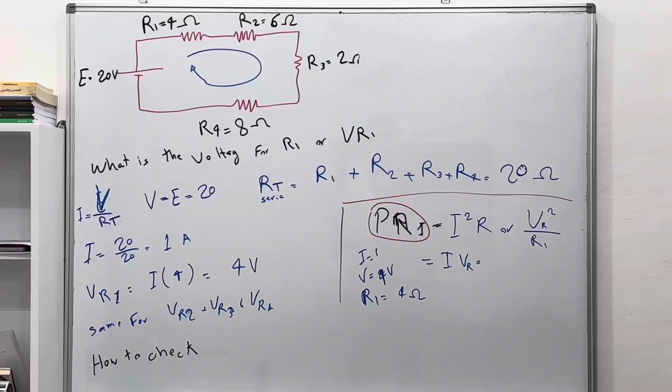And we can do it for R1, R2, R3, R4 to find the power for each one. If we find them and add them together, it will equal the total power produced by E, 20 volts, times I, which is common for all, which is the total power.